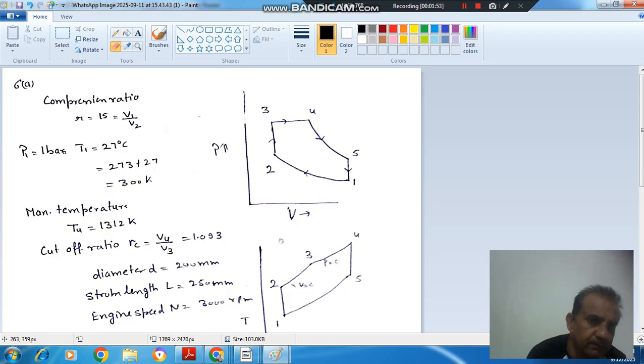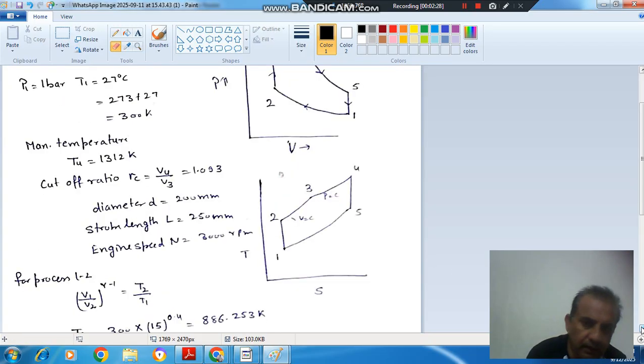P1 is given as 1 bar and T1 is given as 27 degrees Celsius. So at the inlet the pressure is 1 bar and temperature is 27 degrees Celsius or 300 Kelvin. And maximum temperature in the cycle is given as 1312, so that is the maximum temperature, T4. And cutoff ratio is given as 1.093, so V4 by V3 is the cutoff ratio. Diameter is 200 mm and stroke length is 250 mm. Engine speed is 3000 rpm.